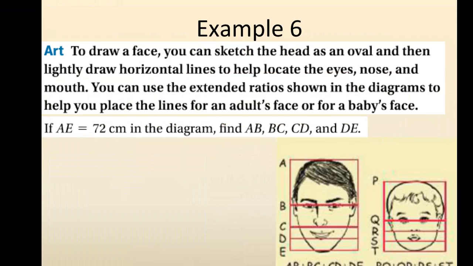So let's take a look at our last example. You draw a face. You can sketch a head as an oval and then lightly draw horizontal lines to help locate eyes, nose, and mouth. You can use extended ratios shown in the diagrams to help you place the lines for an adult's face or for a baby face. So let's take a look at the first part. If AE, which is the adult face, is 72 centimeters in the diagram, find the measure of AB, BC, CD, and DE given the following ratios. AB is 4, BC is 2, CD is 1, and DE is 1. So pause the video and use an extended ratio to help find the measure of each segment.